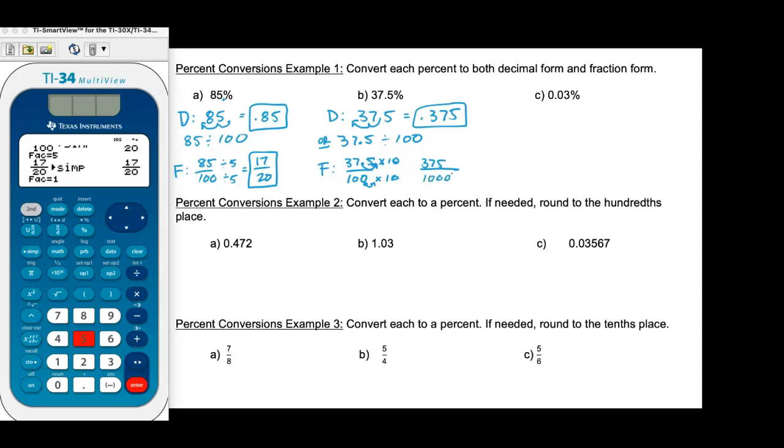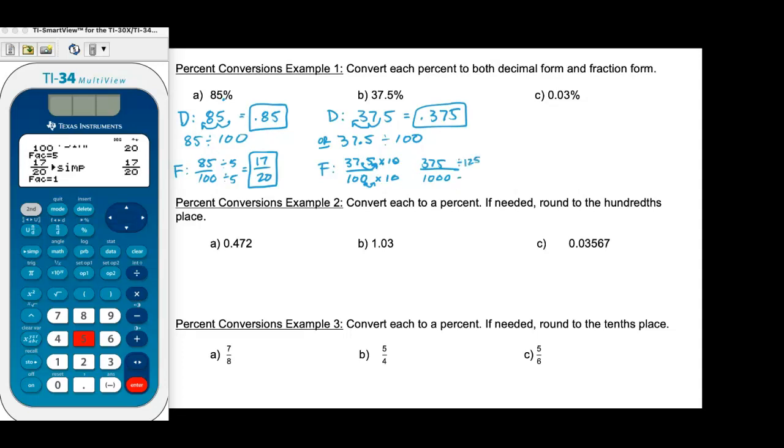If we had to move the decimal more than just one place, we could multiply by 100 or 1,000 or 10,000, however many zeros we need in order to get that decimal to go away. And then we still have to reduce here. So these two numbers, we could reduce them like we've done before. We could find a common factor.